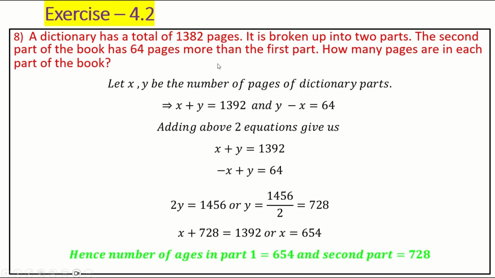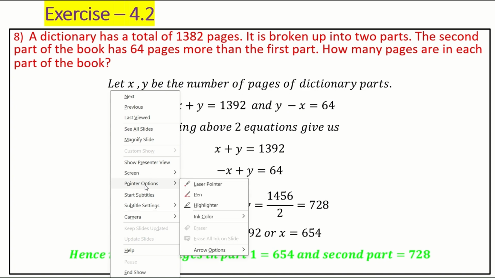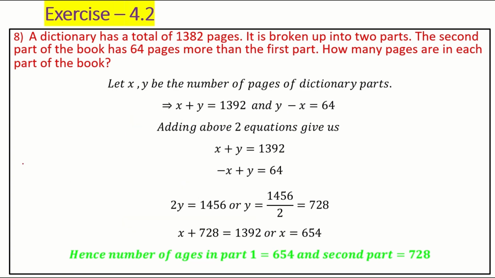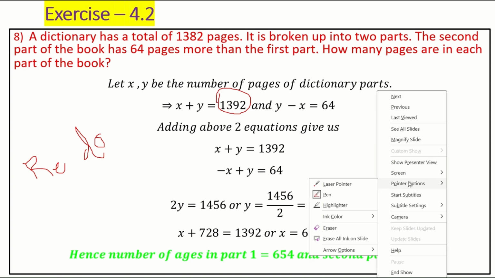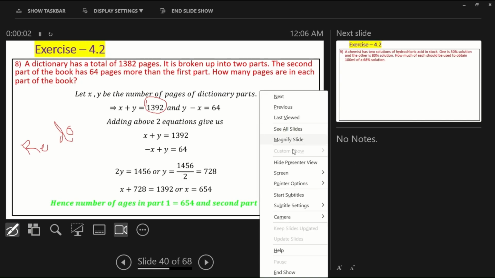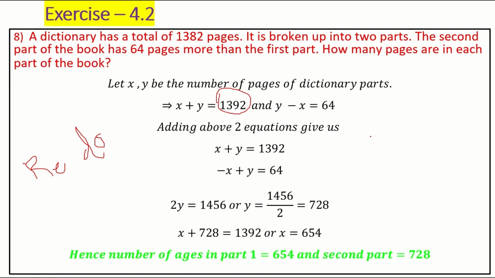Okay, but you have to redo this problem yourself. Taking this number 1382, see what the values will be at that time. So this is one thing you have to redo. Okay, next.